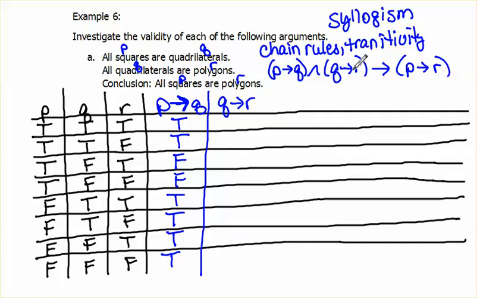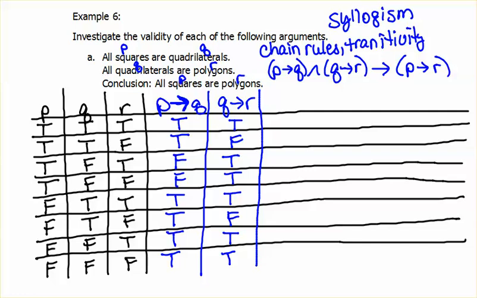Okay, now I'm also going to do the Q implies R, so that I can join those two together. This time I'm using these two columns. T implies T is T. T implies F is F. F implies T is T. F implies F is T. T implies T is T. T implies F is F. F implies T is T. And F implies F is T.